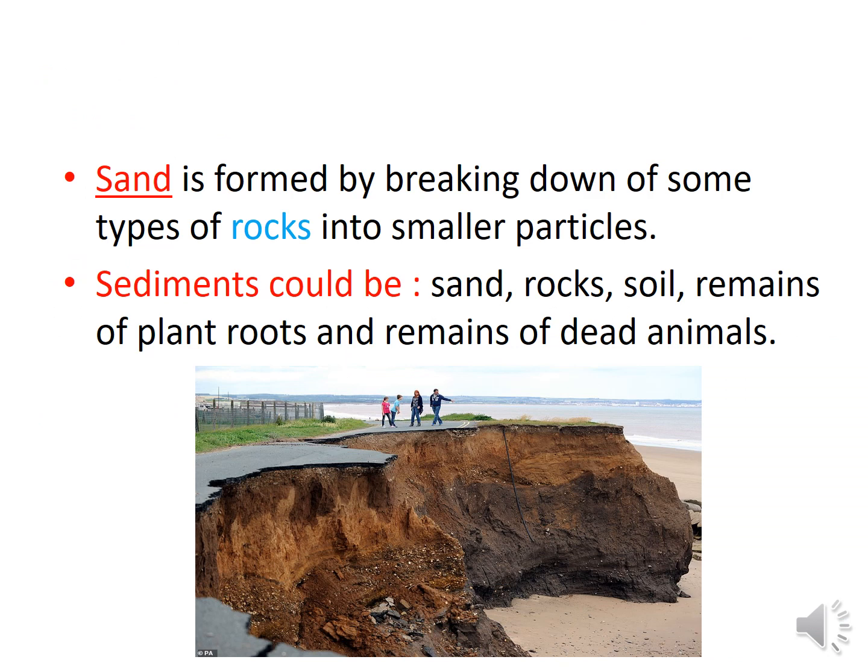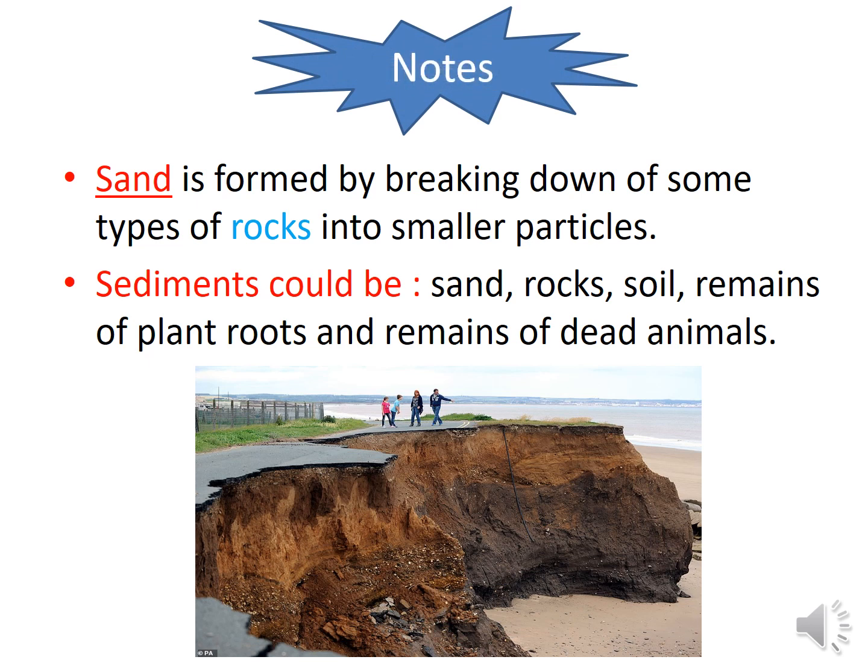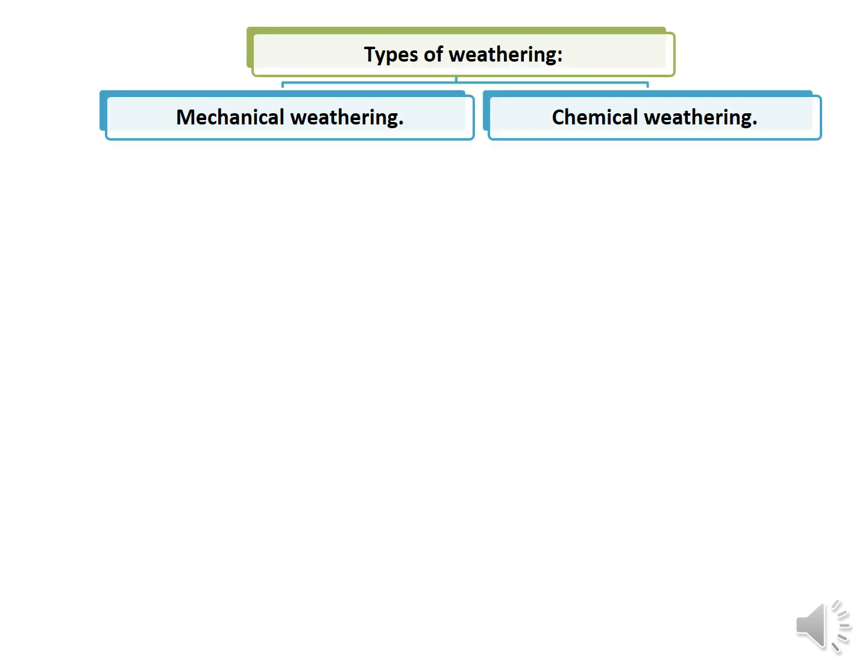Here we have some notes. Number 1, sand is formed by the breaking down of some types of rocks into smaller particles. 2, what are sediments? Sediments could be sand, rocks, soil, remains of plant roots, and remains of dead animals. Now we are going to talk about weathering, erosion, and deposition in detail.